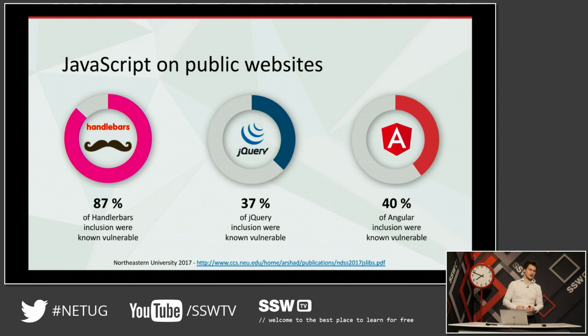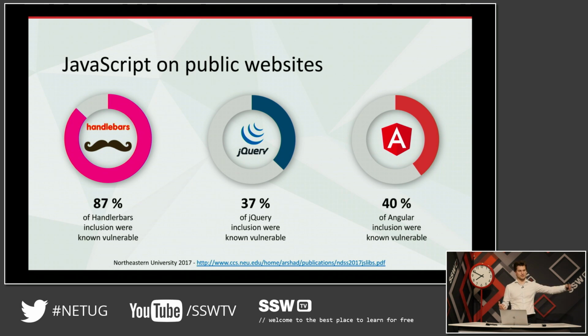When you look at any public components in JavaScript, this is a study that was done last year across public-facing websites and what JavaScript libraries they were using. And this is what they found out. 87% of those websites that were using Handlebars had known vulnerabilities. So they were using a version that had a known vulnerability. And 37% with jQuery and 40% with Angular. How scary is that? I think it's absolutely bad. But no one understands that problem, because we're all consuming public components.